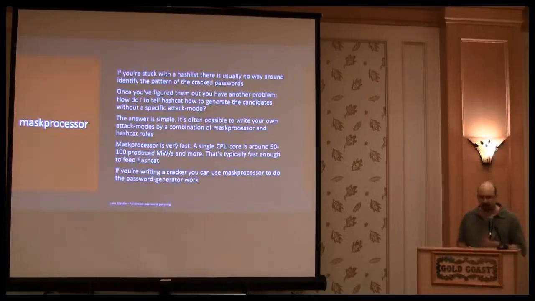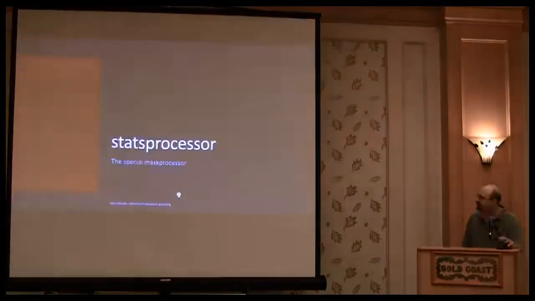It's so fast that you can feed nearly every CPU-based cracker with it, because there are no CPU crackers that can do around 50 million hashes per password. There are some, but most cannot. Or if you are writing a password cracker, you can use mask processor to do the password generation part of it. You can concentrate on the password hashing phase.